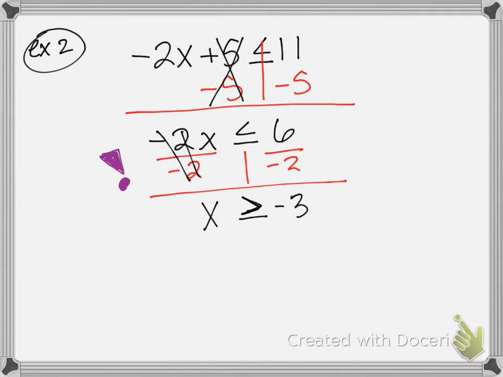Okay. Now, it's in the correct position, so variable inequality number. So that is going to be my answer. So x can be negative 3. It can be anything greater than negative 3. So 0, 1, 2, 3, all those numbers are greater than negative 3.